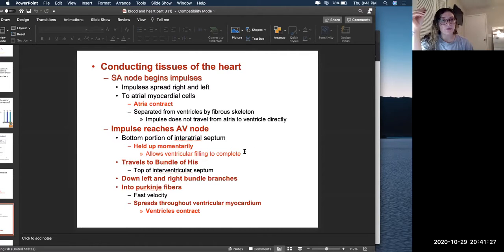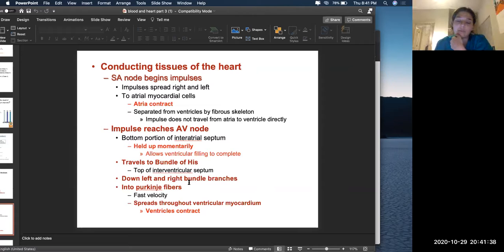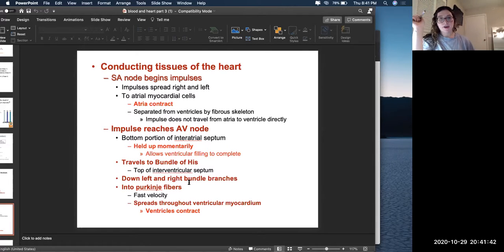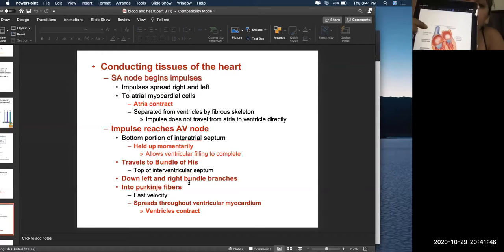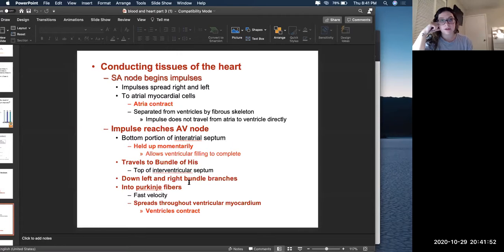So where exactly is the SA node again? It's in the right atrium, at the top of the right atrium. Okay, I remember the picture. It's right here, the one on top. Got it. That's the one on top.